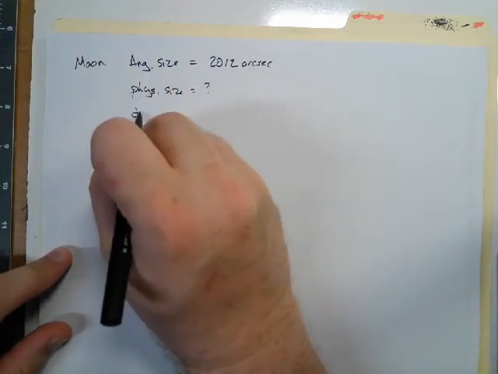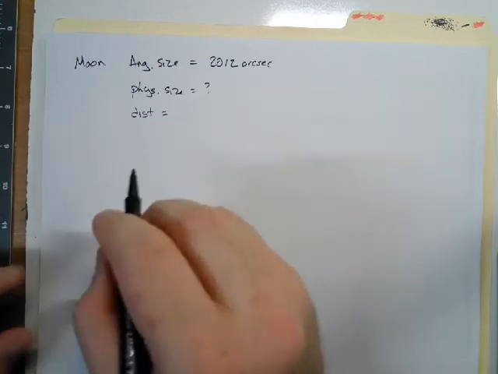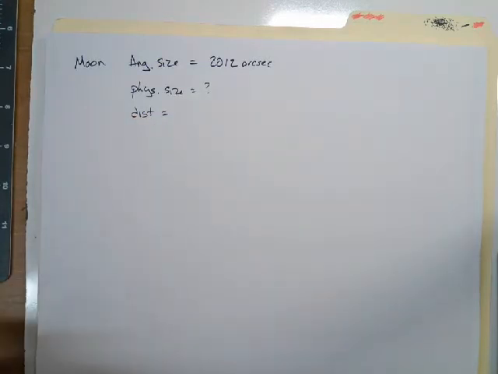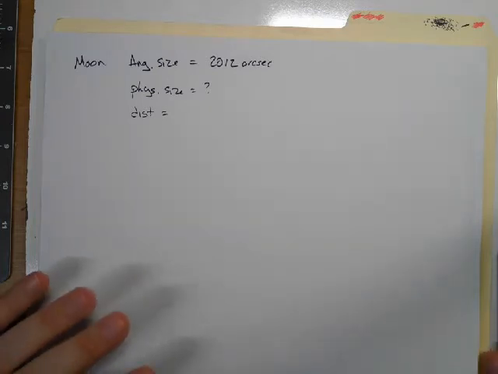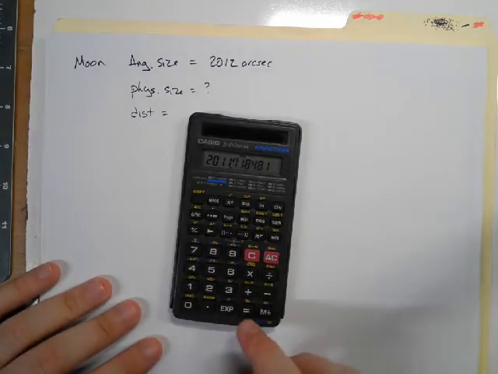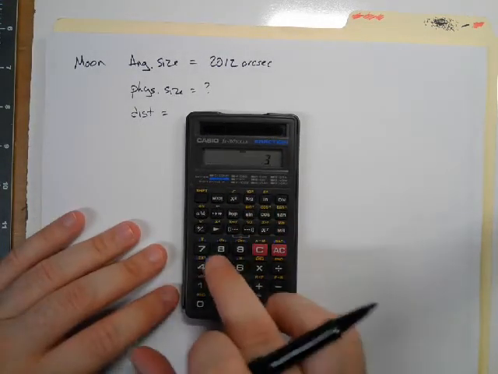And our distance, when we're given it in a problem, is in light years. And we need some sort of conversion for that. And we can put it into this problem.